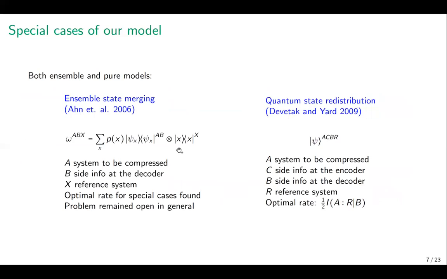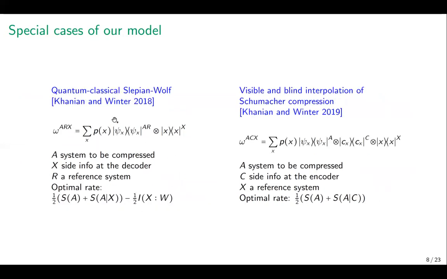So I also introduced ensemble state merging and quantum state redistribution by Devetak and Yard. The other important example is quantum-classical Slepian-Wolf, where we wanted to compress system A given that the decoder had access to this classical register X. And also the other important example is the interpolation between visible and blind Schumacher compression, where the encoder has access to this quantum system, which can be either a classical system or, generally, a quantum system.